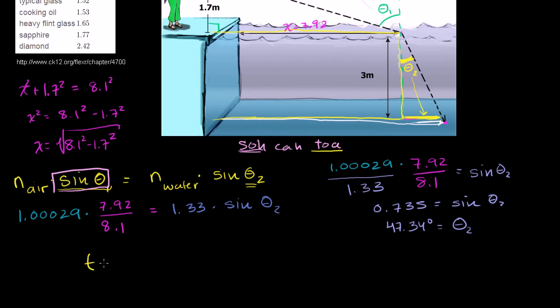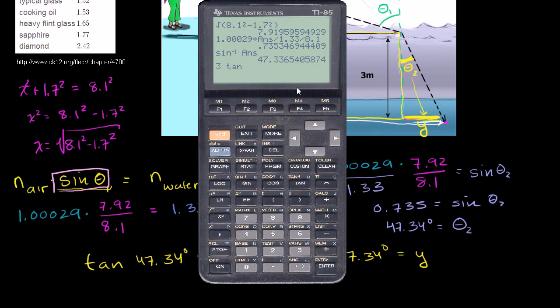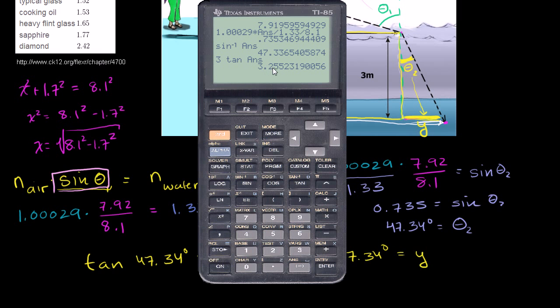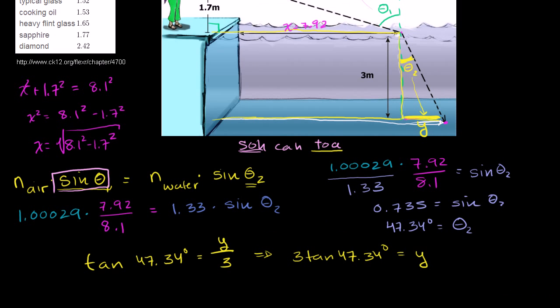So we know that the tangent of this angle right over here, 47.34 degrees, is going to be equal to this opposite side over here. I'll call that y. It's going to equal y over our adjacent side, and that's just 3 meters. Or if we want to solve for y, you multiply both sides of this equation by 3. You get 3 times the tangent of 47.34 degrees is equal to y. So let's get the calculator out. 3 times the tangent of that 47.34 degrees, I'll use the exact answer, is 3.255.